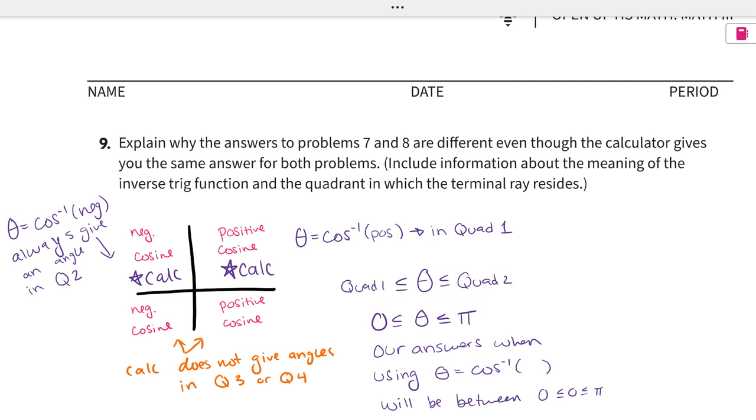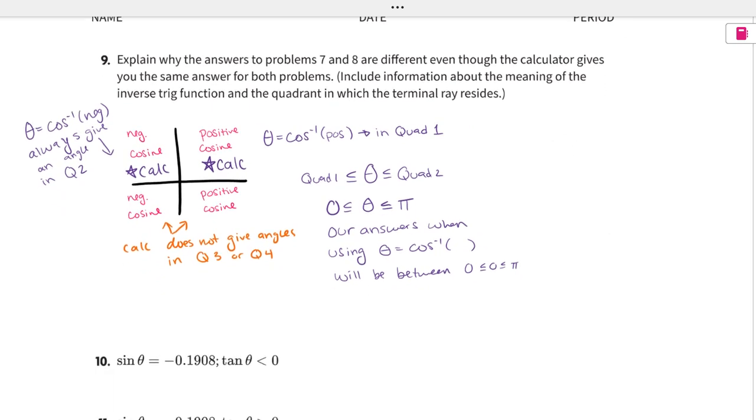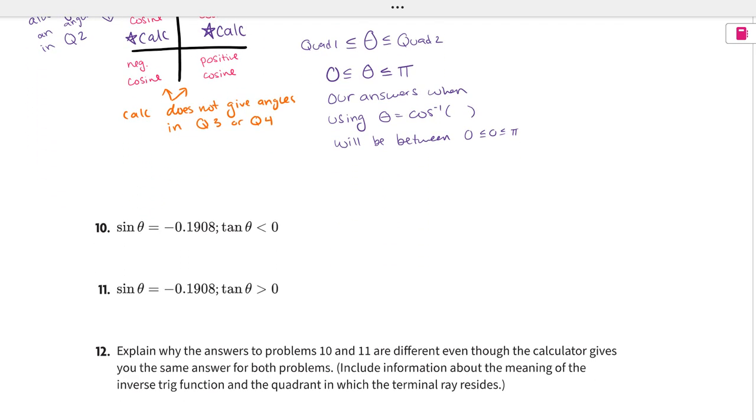So we need to realize if it's actually in quadrant 3 or quadrant 4, how do we use our knowledge of a full circle in the coordinate system to get those answers? So that's our responsibility to do. That's not going to be something the calculator gives us. Okay, let's go to problem 10.